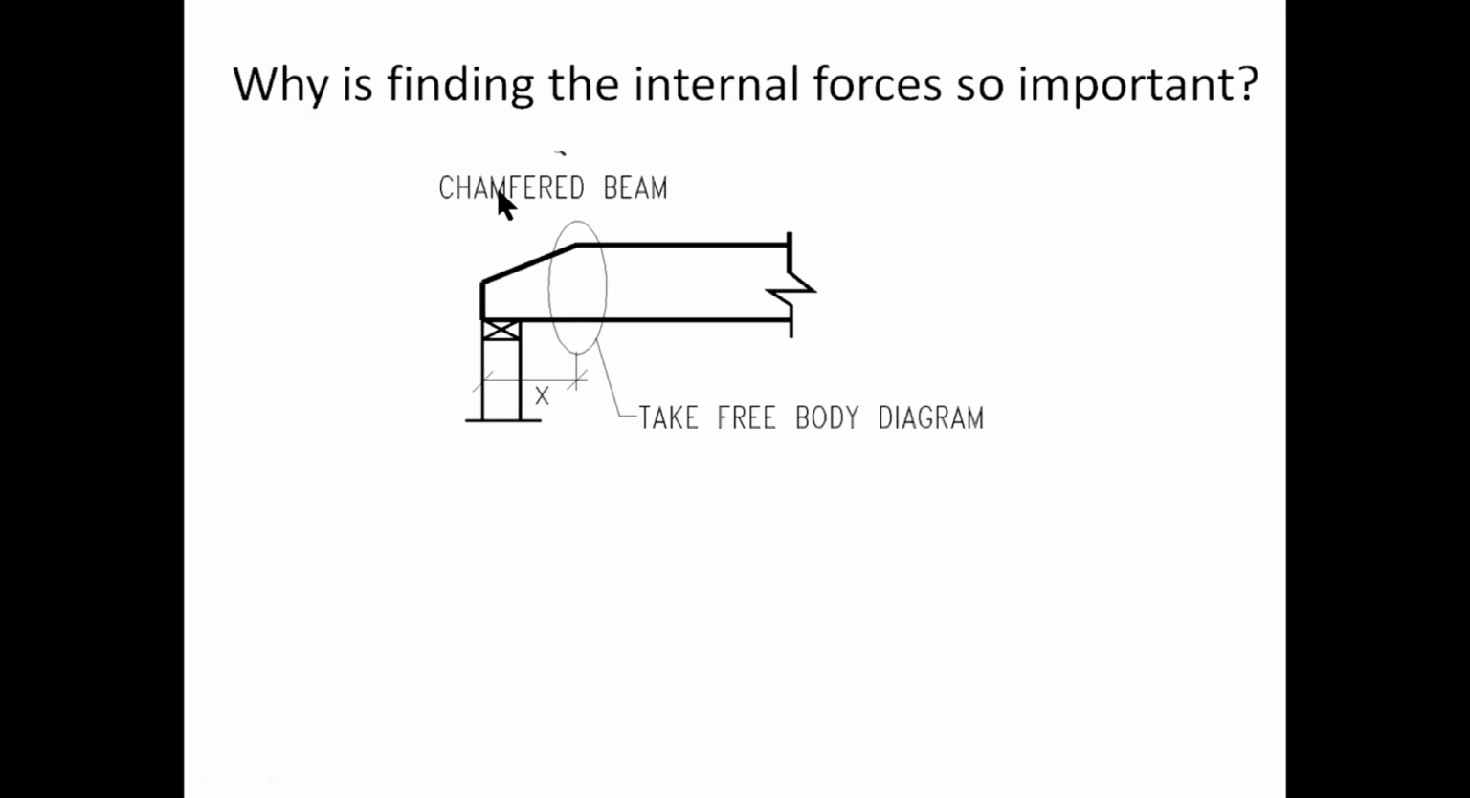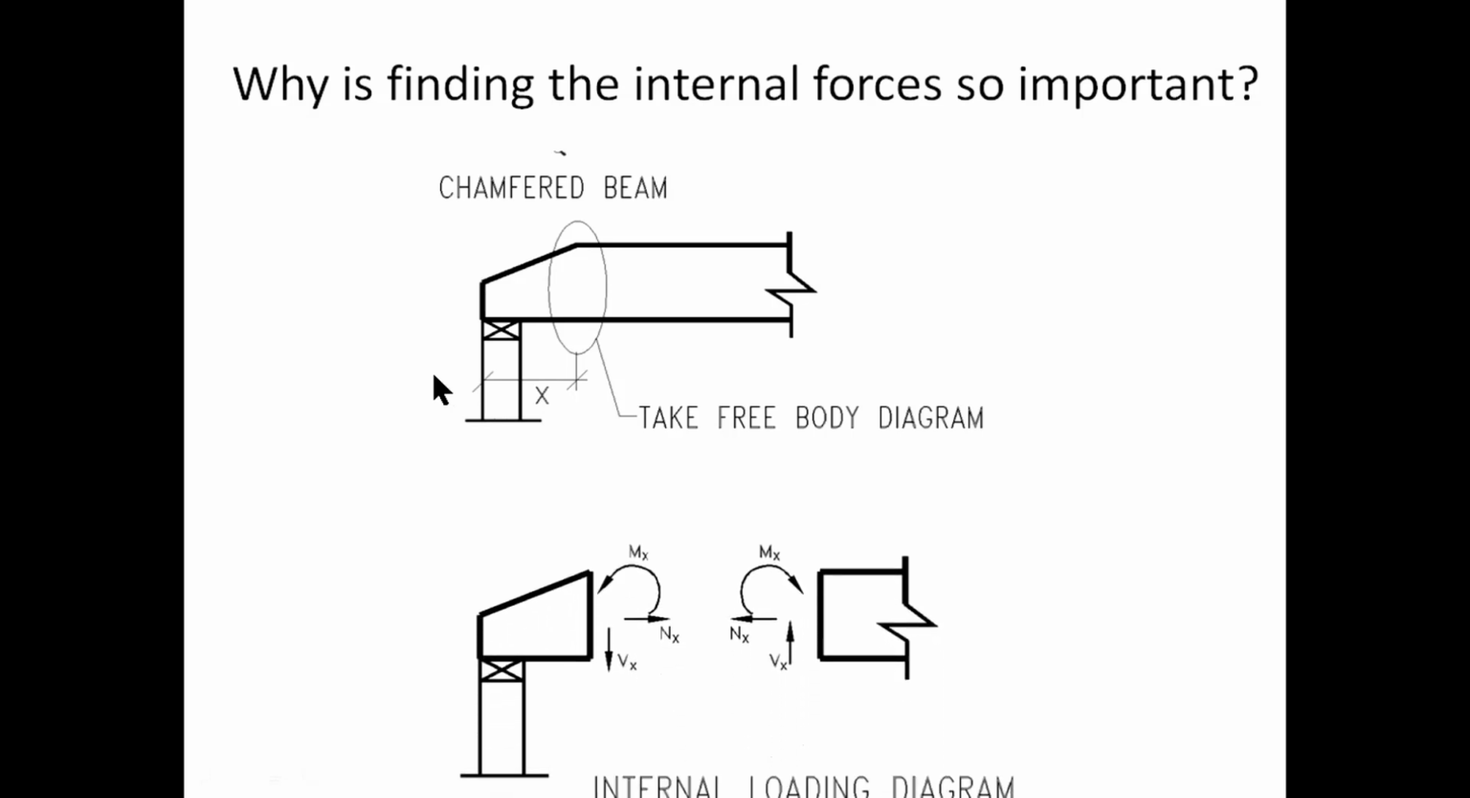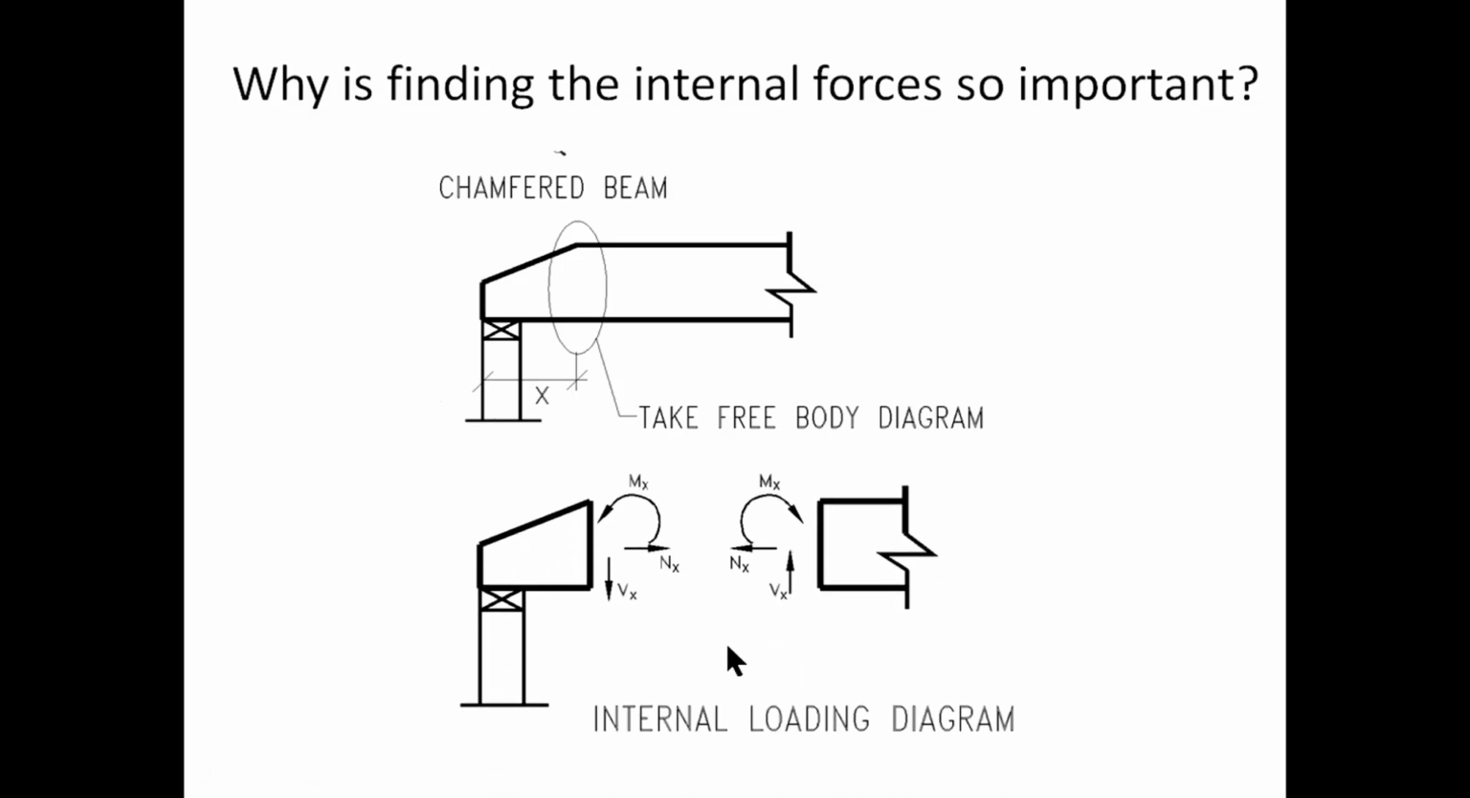Why do you think that may be the case? Well, because we have a chamfered beam on an angle, and so the external loads acting normal to that angled surface would then need to be resolved into an external vertical and a horizontal force. So if we take a free body diagram around the chamfered section, then to the left of the cut we have shear force down, bending moment anti-clockwise, and normal force to the right.